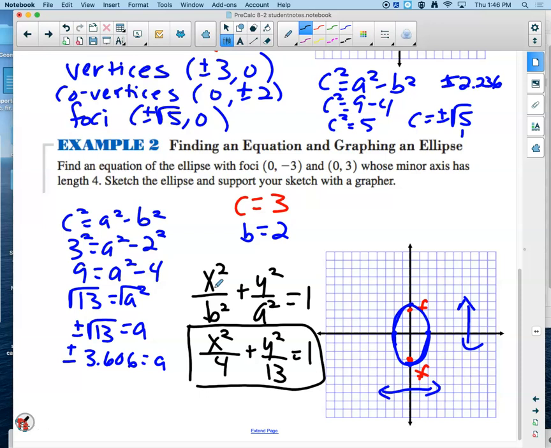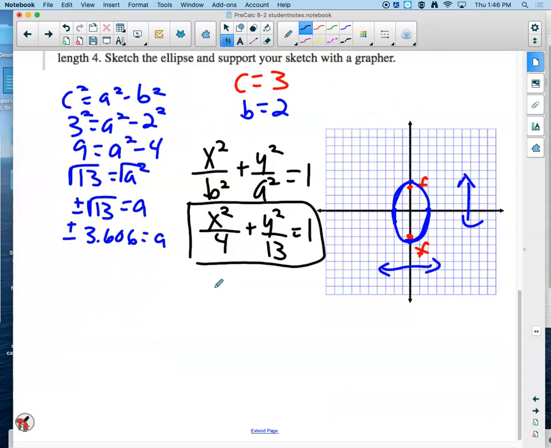Now let's take stock here. Find an equation of the ellipse. Did that. Sketch the ellipse. Did that. Support your sketch with a grapher. Well, let me explain how you would do that. We would take x squared over 4 plus y squared over 13 equals 1, and we would solve it for y. So we'd multiply to clear out all of the denominators, and then we'd move everything over. You might want to go ahead and subtract x squared over 4 first. Up to you how you get rid of everything.